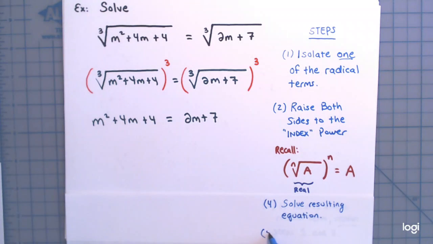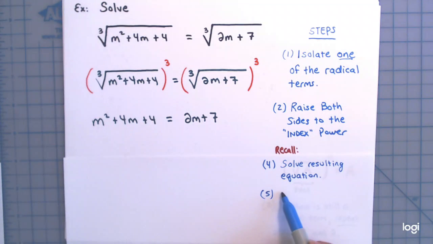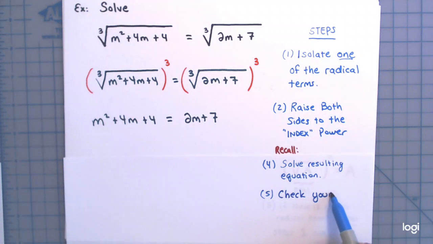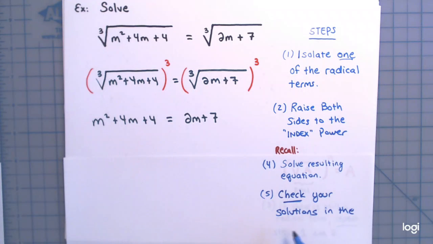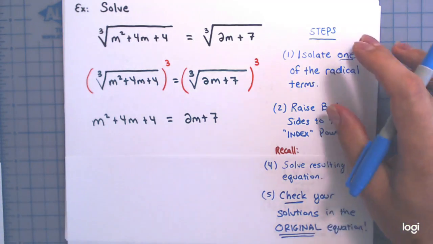And then the last step, which should be the last step in any equation solving: check your solutions. And do so in the way it originally looked, I'll say in the original equation. See if you get a true statement. Alright, so let's do those steps here.